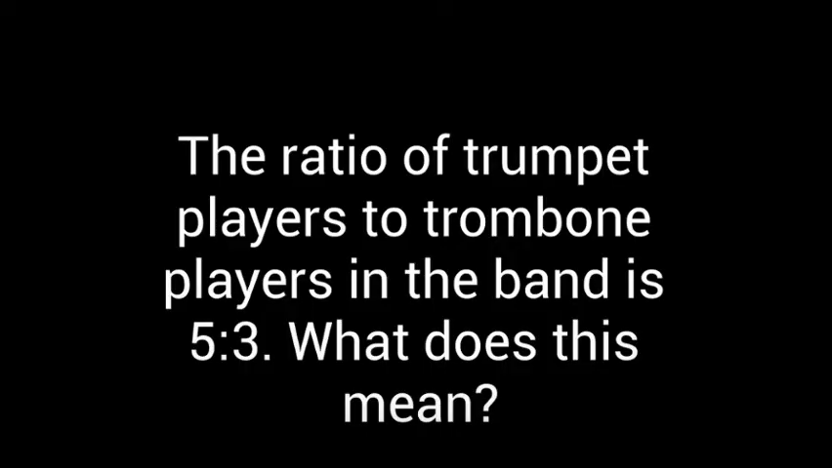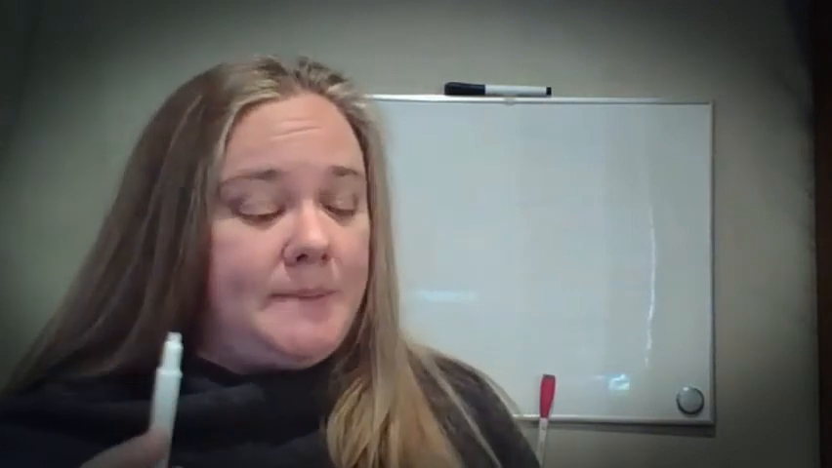The ratio of trumpet players to trombone players in the band is 5 to 3. So what does this mean? Okay, so this time I'm not going to use a ratio table. I'm just going to use 2 different colors to show you how I'm comparing 2 different things. So I have trumpets and trombones. Since they both start with T, try not to use the letter because that can kind of get confusing. So I have 5 trumpets and I have 3 trombones. I'm going to use purple for trumpet and black for trombone.